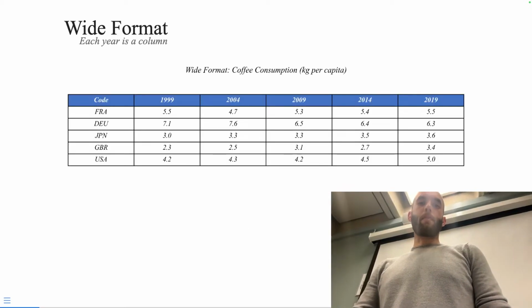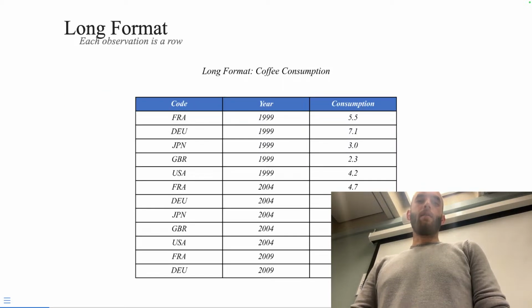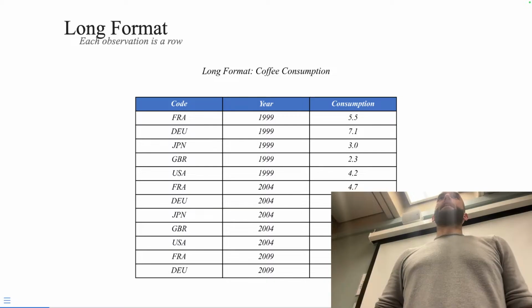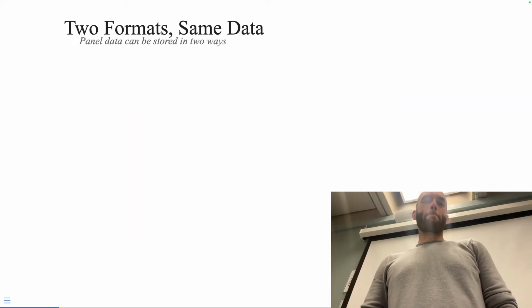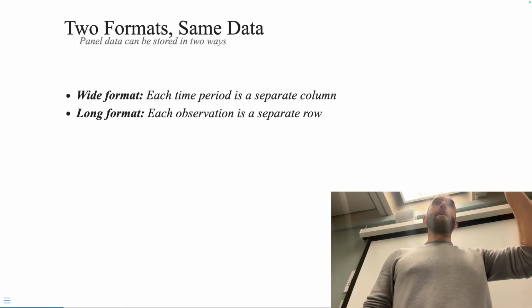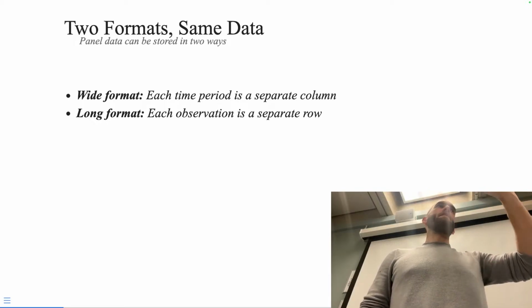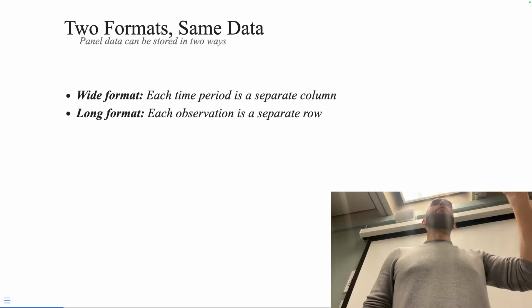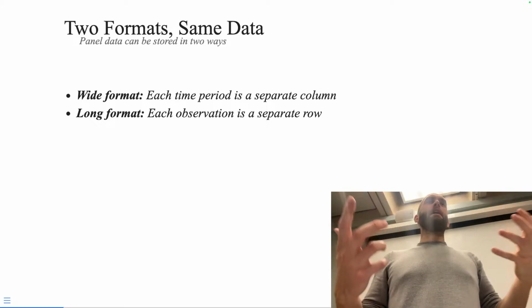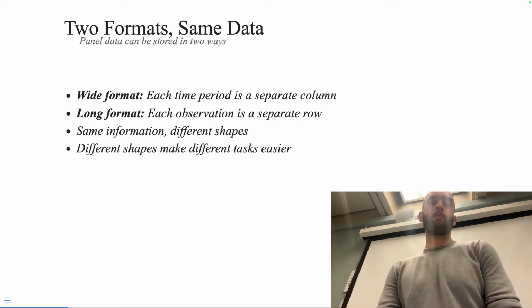All right, so here's a picture of wide format. Each year is a column, each row is an index, and then long format is where we kind of squish everything. Each row is representing an index and time. These are the same data just organized differently. So it's not like we're adding data by moving from long format to wide format or vice versa. This is the same data, just organized differently.